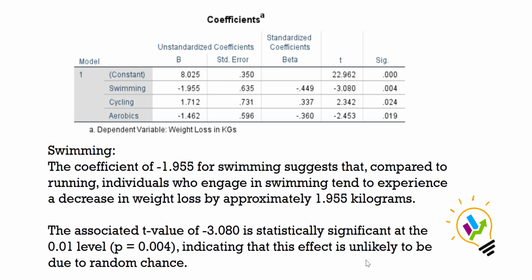Next we will see the unstandardized coefficient for swimming. Here we got minus 1.955. The coefficient of minus 1.955 for swimming suggests that compared to running, individuals who engage in swimming tend to experience a decrease in weight loss by approximately 1.955 kilograms. And this is significant. The significance value is 0.004, which is less than 0.05. So this is significant. So a person who is swimming has weight loss less by 1.955 kilograms compared to running.